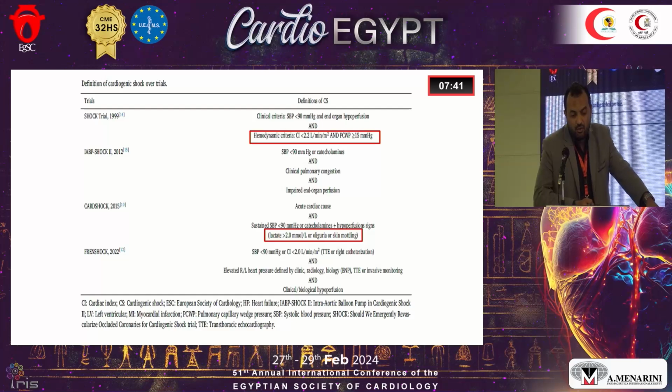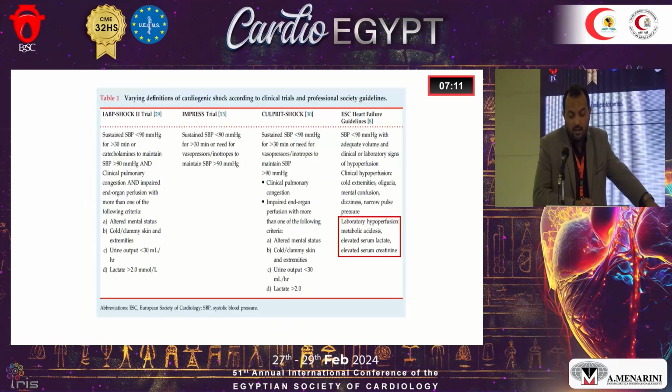Regarding the definition of cardiogenic shock over the years, since 1999 in the SHOCK trial, the IABP-SHOCK trial, CardShock and FRENSHOCK, we have many changes. The hemodynamic criteria in early years were about the cardiac index and the pulmonary blood pressure. At this time, the Swan-Ganz catheter was widely used. But then we shifted to hypoperfusion and how we diagnose it. Lactate started to be there, and oliguria, skin mottling. We started to know that hypoperfusion is an important issue in cardiogenic shock.